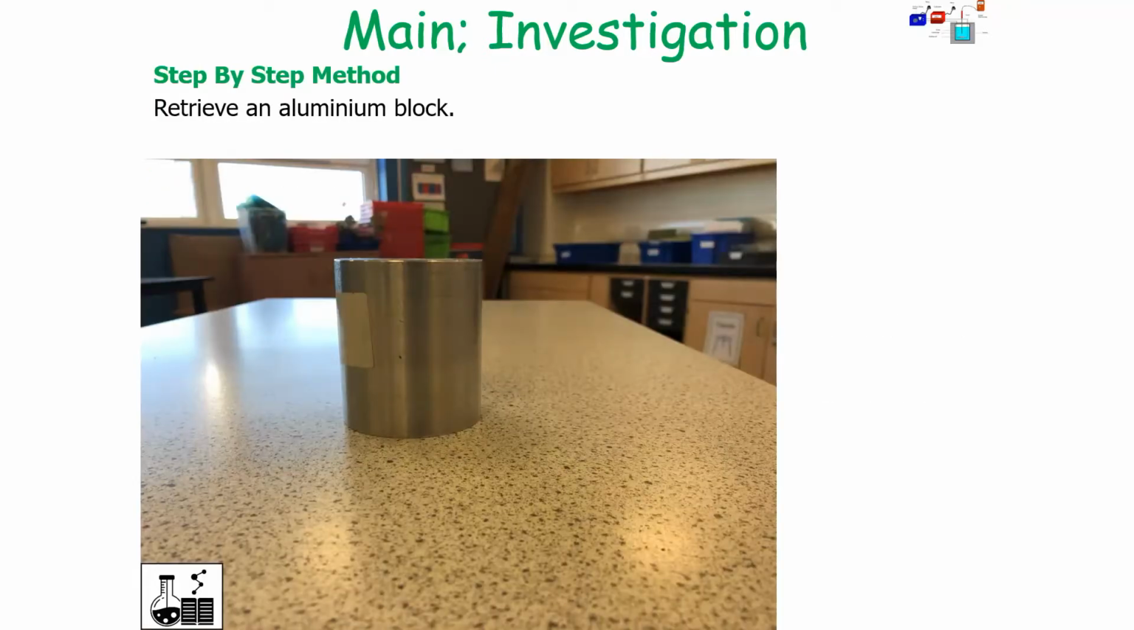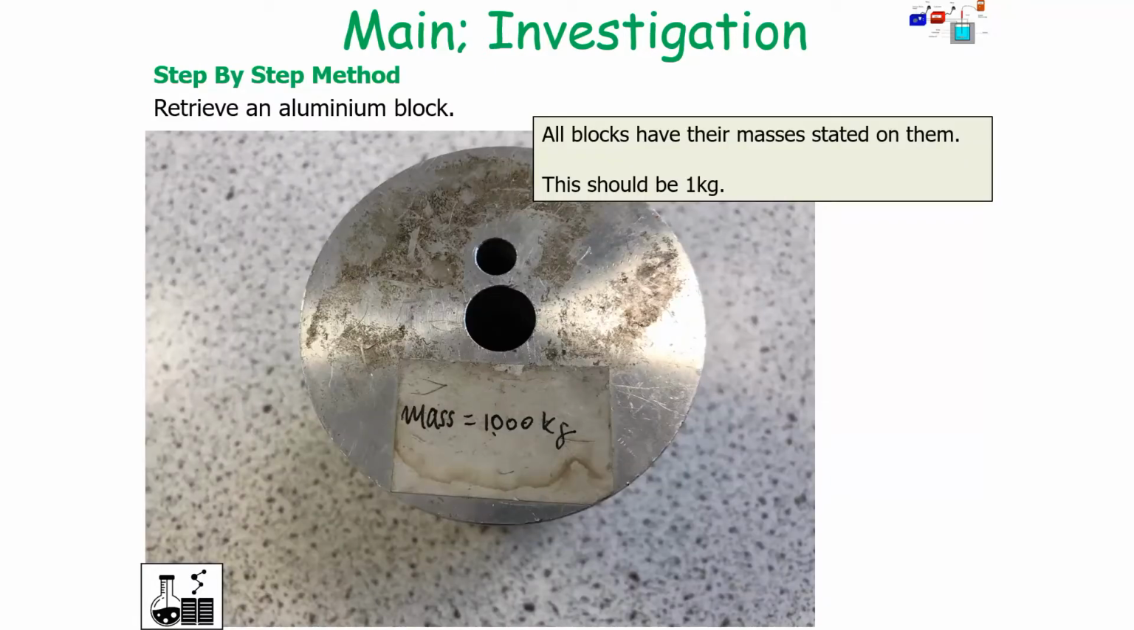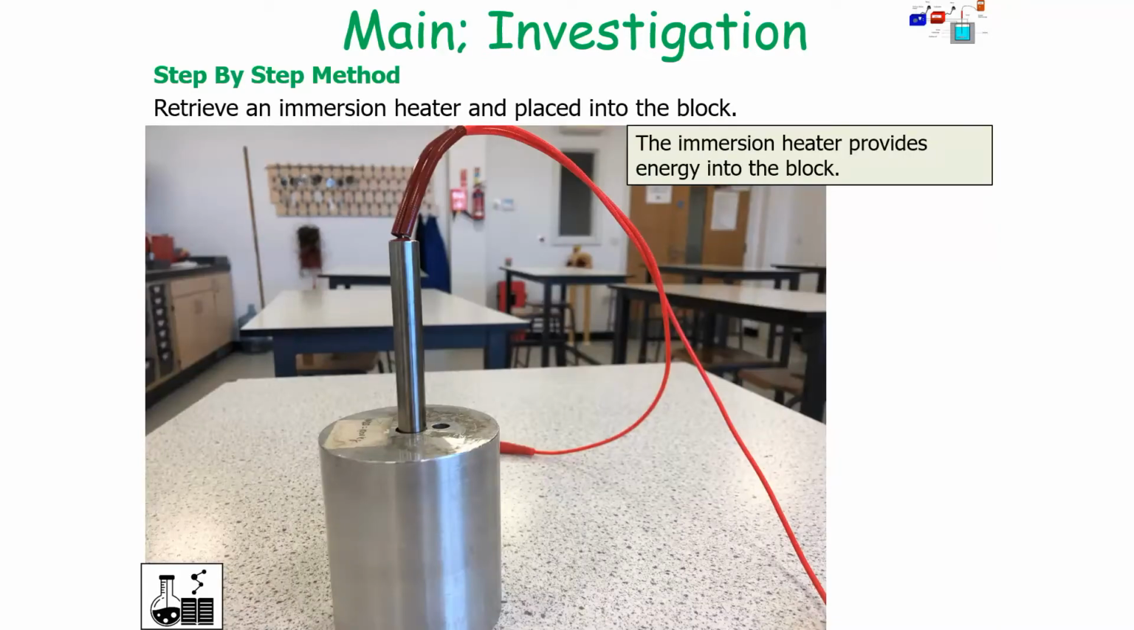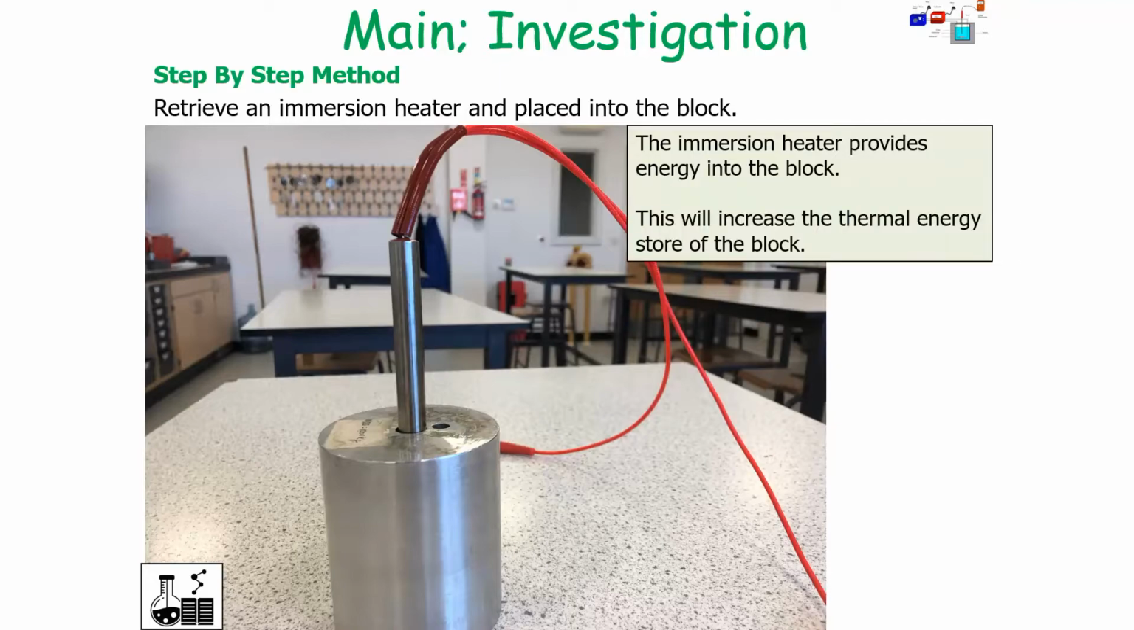So to start off the investigation, you would retrieve an aluminium block. All the blocks have their masses stated on them, but they should be 1 kilogram. This is useful because the word specific in physics means per kilogram. You would retrieve an immersion heater and place it into the block. Now the immersion heater provides energy into the block, so it will increase the thermal energy store of the block.